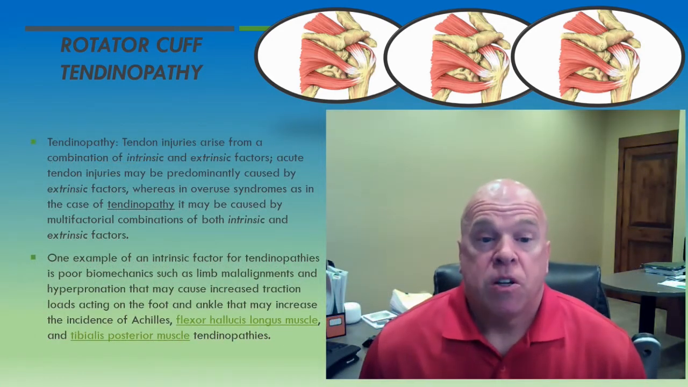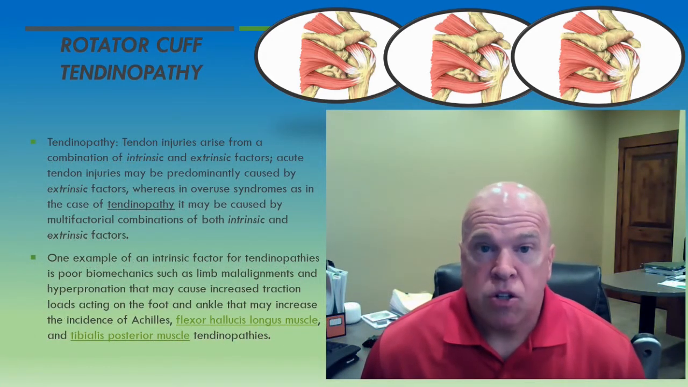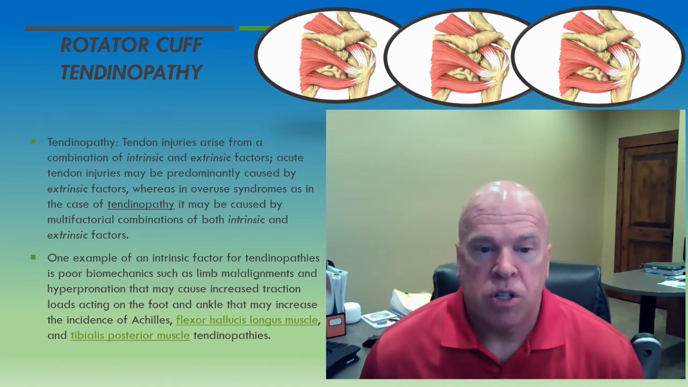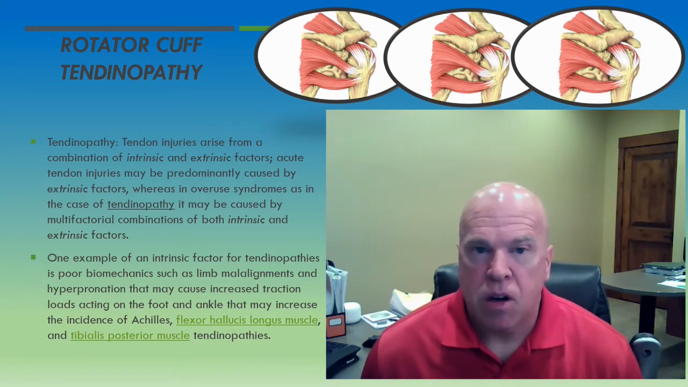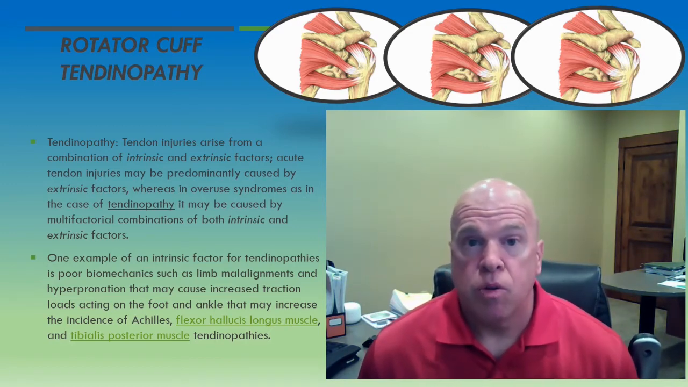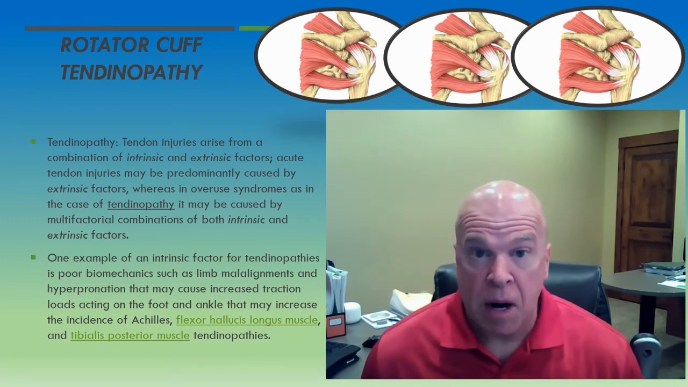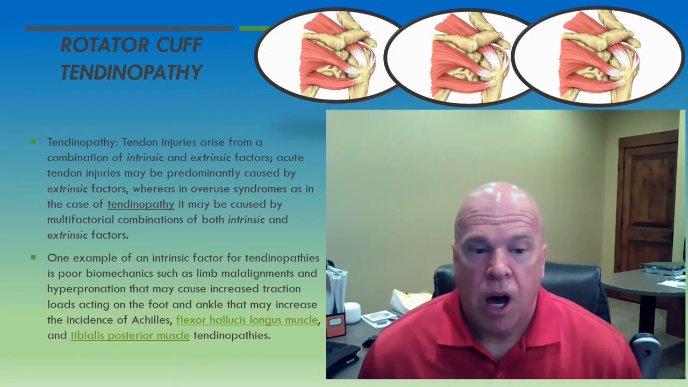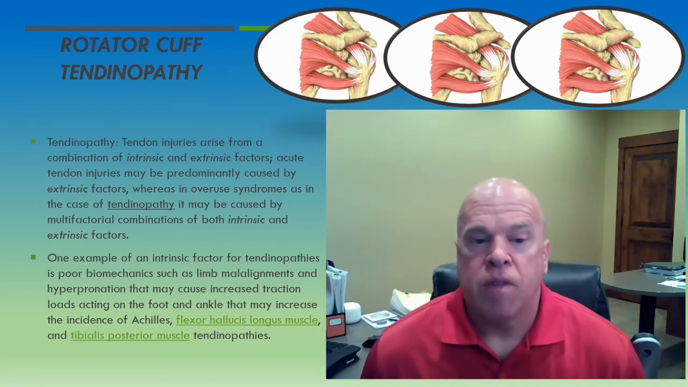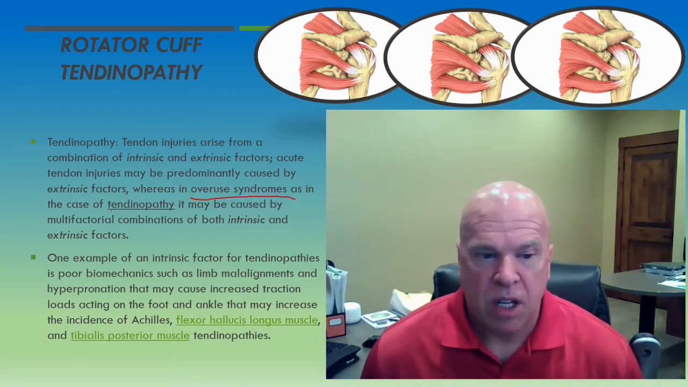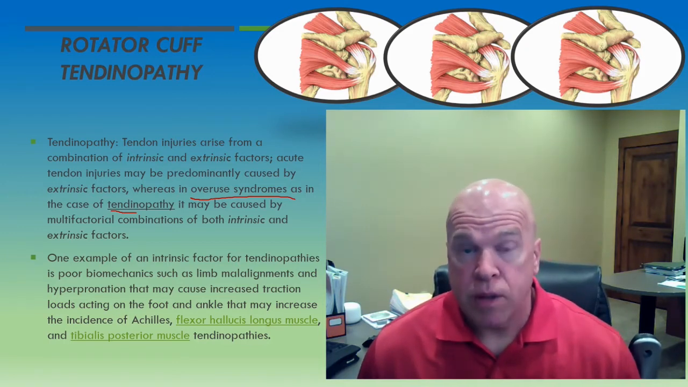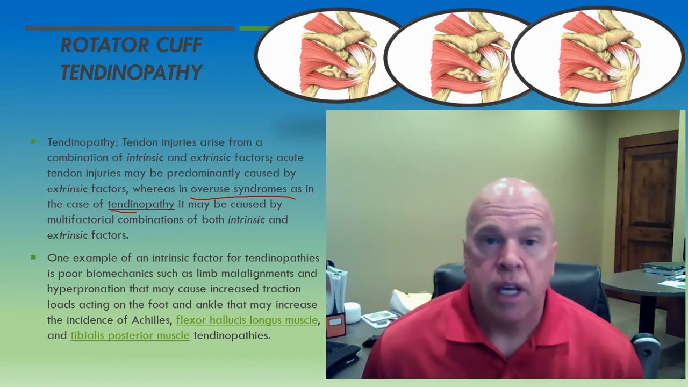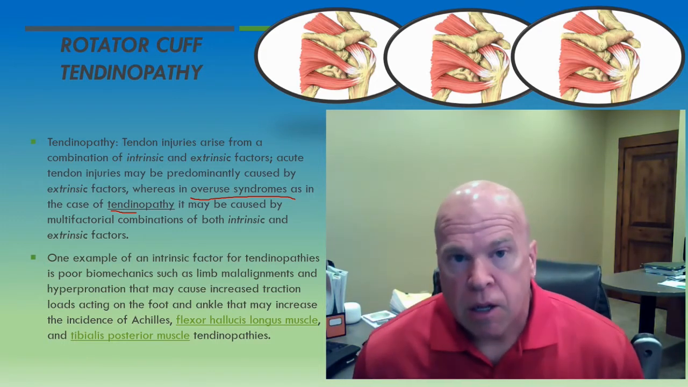And further, tendon injuries arise from a combination of both intrinsic and extrinsic factors, and whereas acute tendon injuries may be predominantly caused by extrinsic factors, meaning factors associated with the environment, factors associated with the job duties, etc., in injured workers who develop overuse syndromes, as in the case of tendinopathy, this is largely caused by a combination of both extrinsic as well as intrinsic factors unique to the individual.